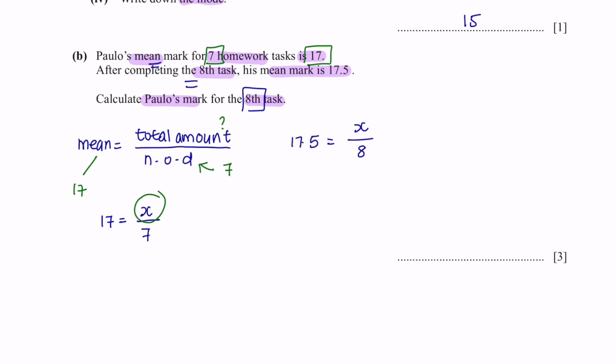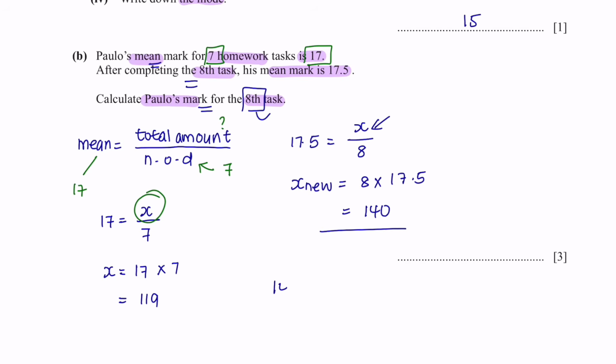So let's first find out the total amount for this data. And the total amount for the new data, this means that the mark for Paulo's 8th task would be the new total data minus the old total data, which is 21.